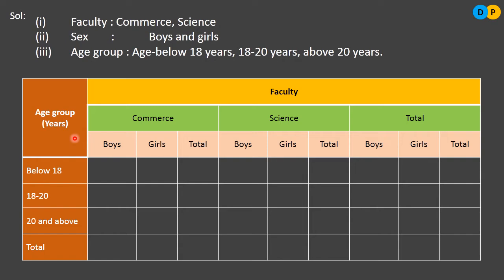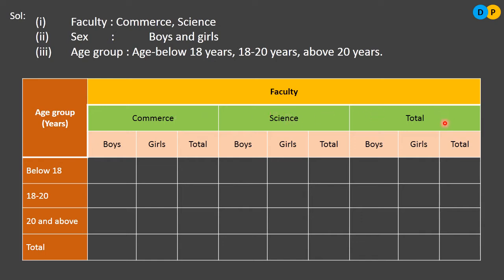Next, the first characteristic, that is faculty, I have considered as the topmost column heading. Later I have split this faculty into commerce and science. Along with that I have also considered the total, which is needed in case I want to know the total number of students, so I need a separate column. That's why I have considered total. So the complete faculty is divided into three sub columns: commerce, the first column, followed by science, and another one is total.